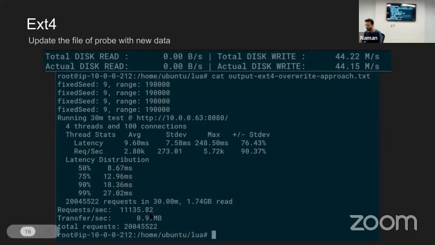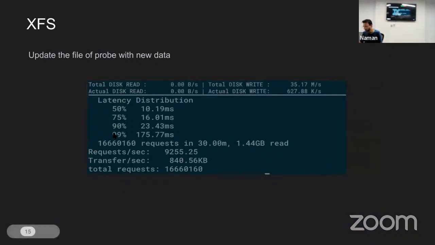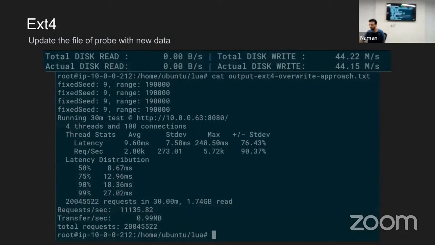And now here we got around 11.1K requests per second. And there's the latency aspect of it as well. The 99% request time is around 27 milliseconds over here, and in the above one it was 175, which is quite bad. So why do you think this difference is there? XFS is really struggling compared to ext4. The requests per second are more, as well as the 99% time is down. Do you guys have any guesses?